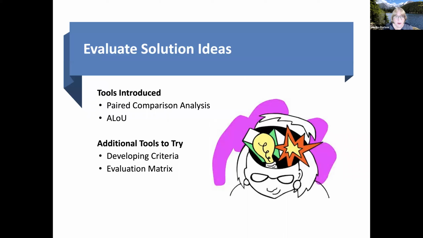So for evaluate solution ideas, we looked at two tools, paired comparison analysis and the ALOU tool. The additional tools that are included in the publication are, one, developing criteria. So a lot of information on how to come up with a criteria to start with and make good ones. And then the evaluation matrix, which is the grid that many of you are used to with the Global Issues Problem Solving Program.